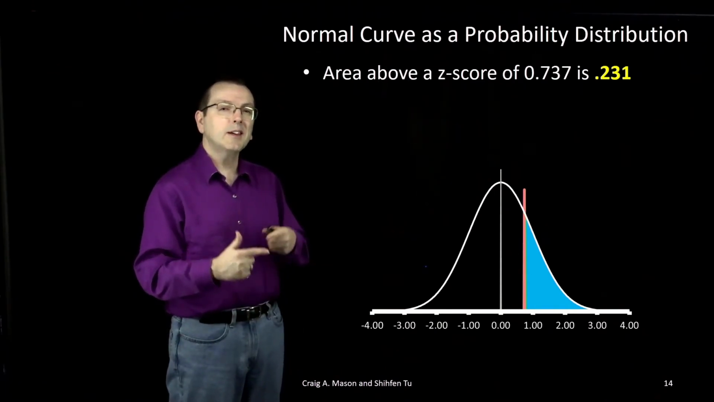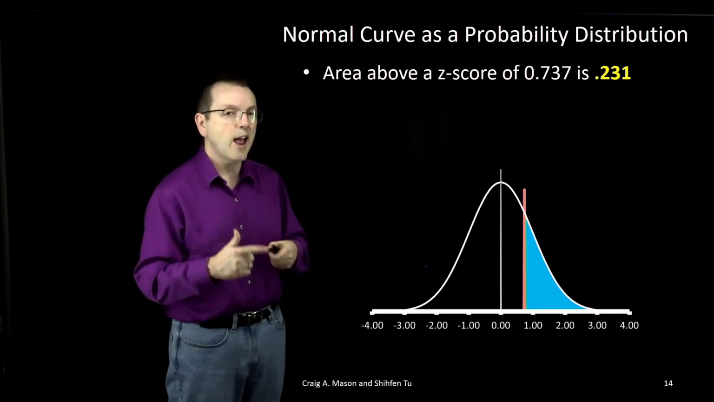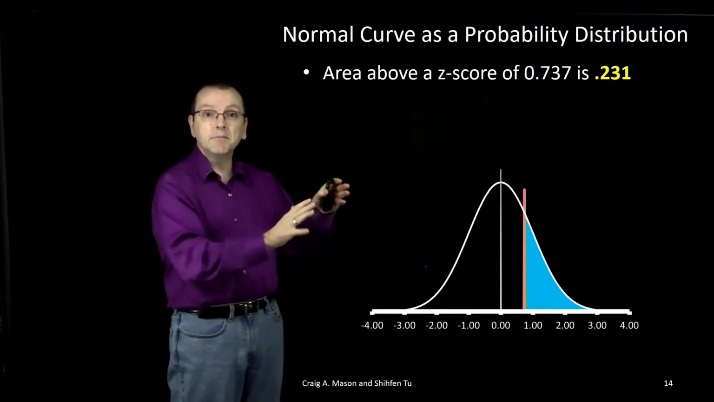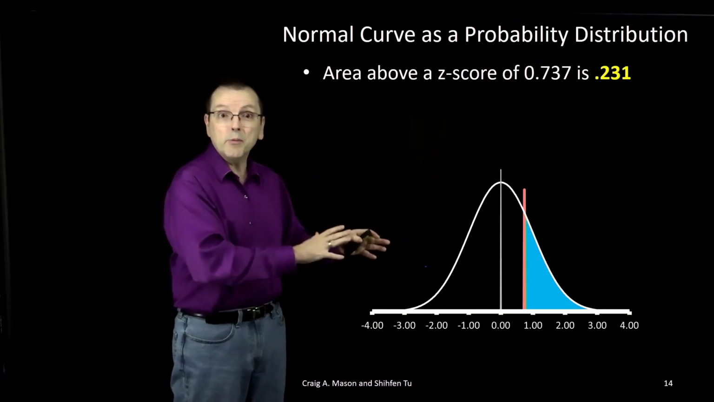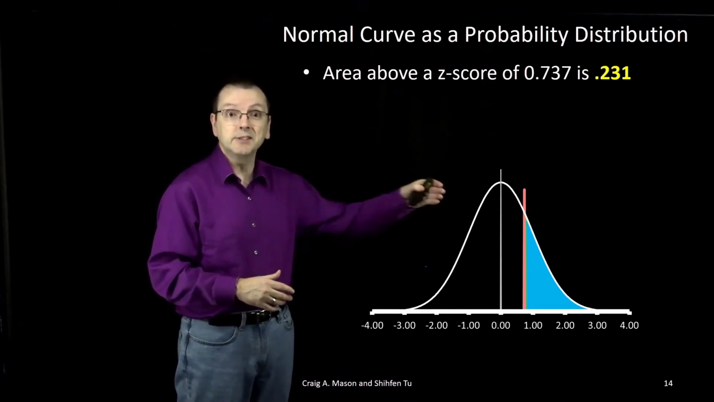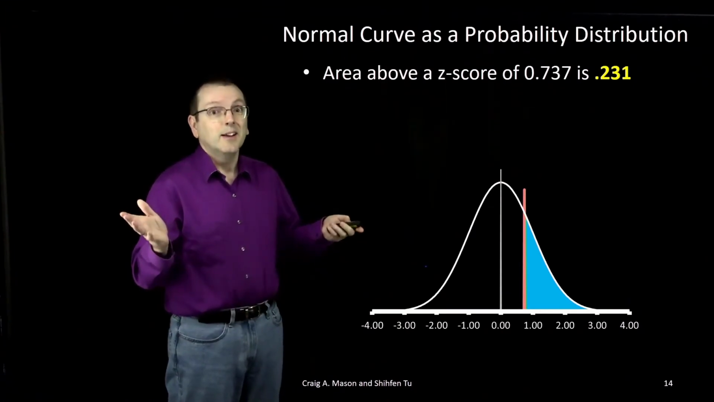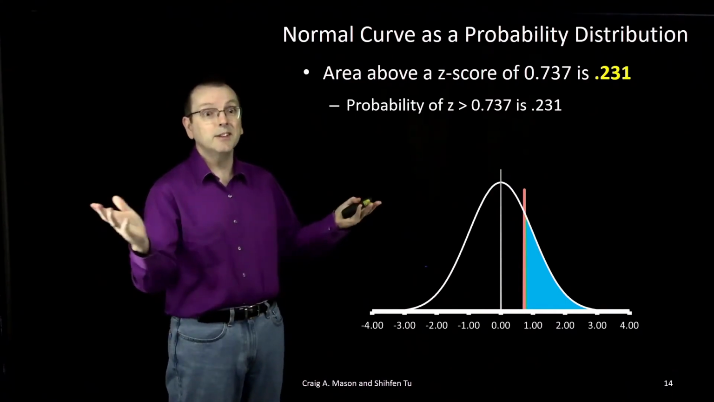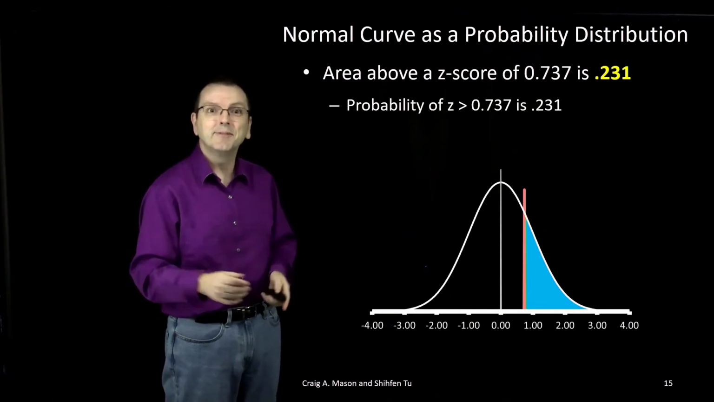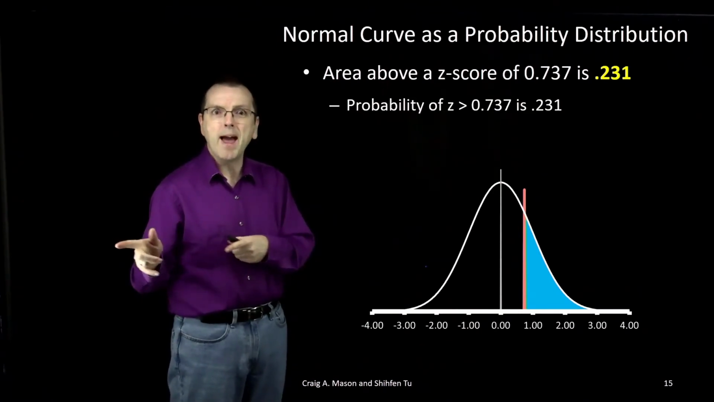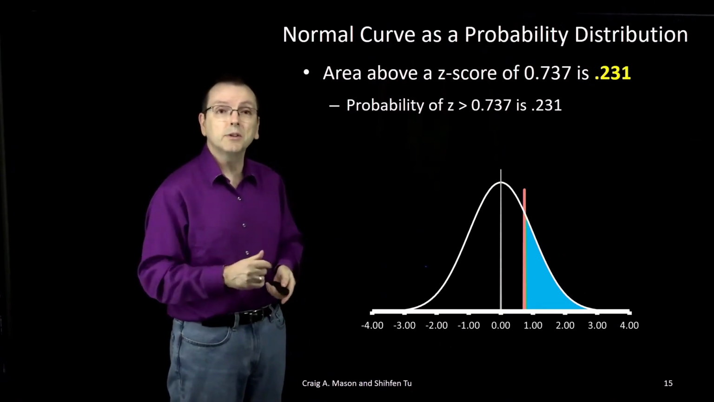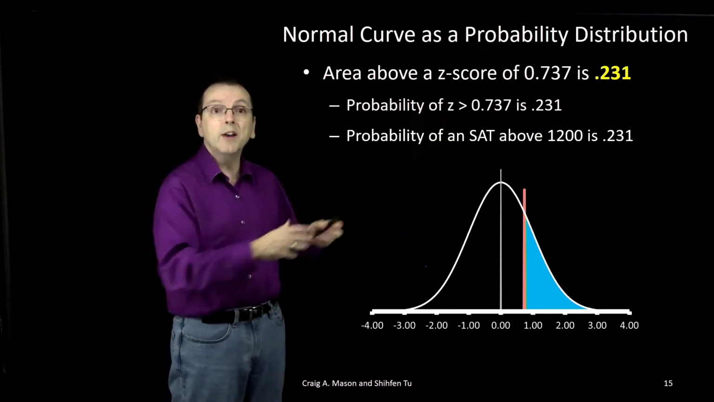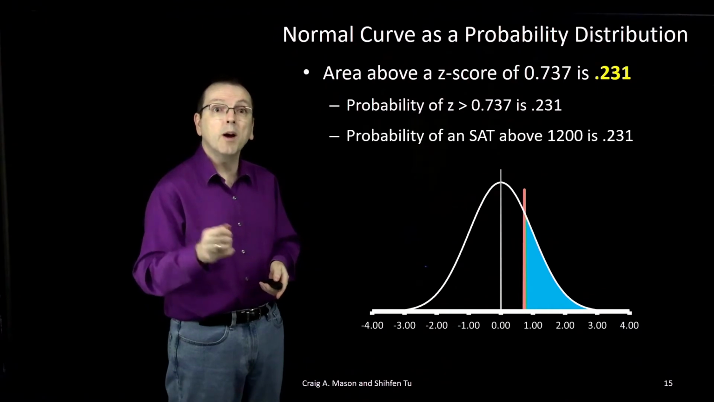Now, if we shift gears a bit and think about this again as a sampling experiment, if I randomly sample someone from this distribution, and we know 23.1% of the distribution is above a z-score of 0.737, then the probability of randomly selecting someone above a z-score of 0.737 is 0.231, right? Or translating it back to our original language of SAT scores, we can say that the probability of someone scoring above an SAT of 1200 is equal to 0.231.